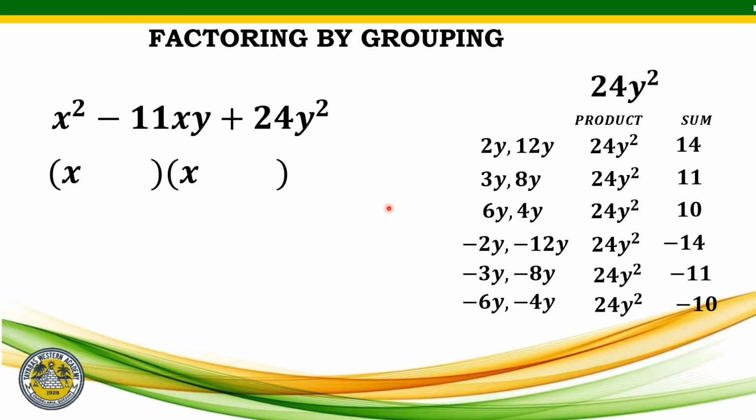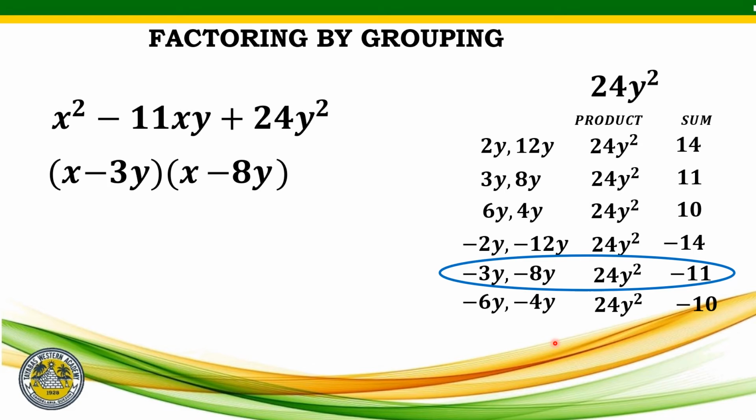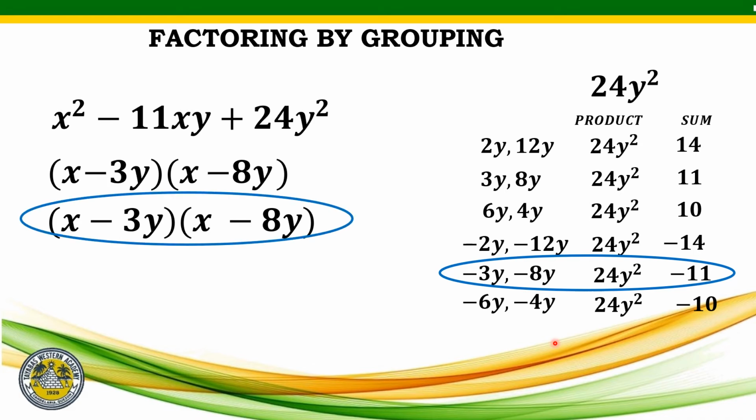So, alin dyan yung may negative 11, which is the middle term natin? So, ang meron dyan is negative 3y and negative 8y. So, yan yung ilalagay natin sa ating factor. So we have negative 8y and negative 3y. So ang final answer natin is quantity x minus 3y times quantity x minus 8y. Pwedeng magkabaligtad, nandito yung 8y, pwedeng nandito yung 3y.